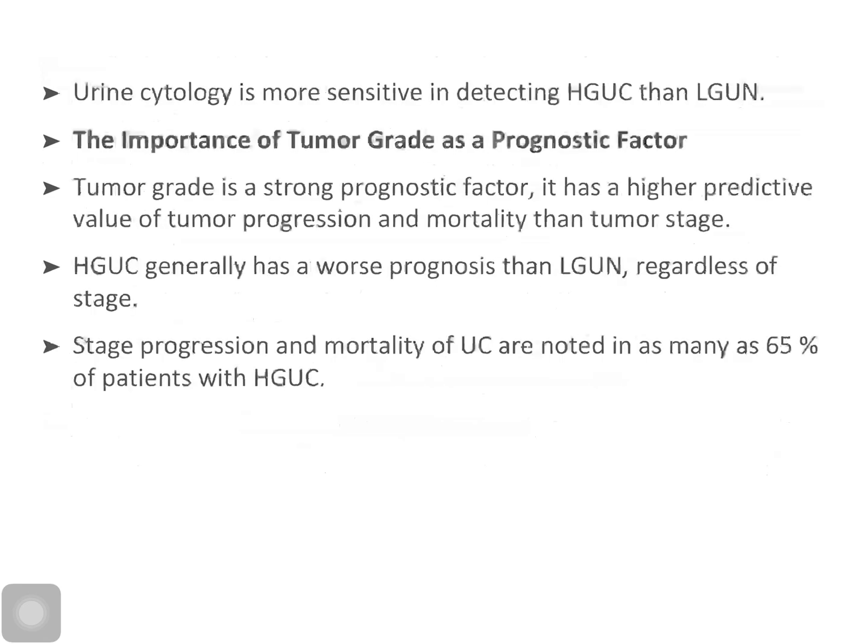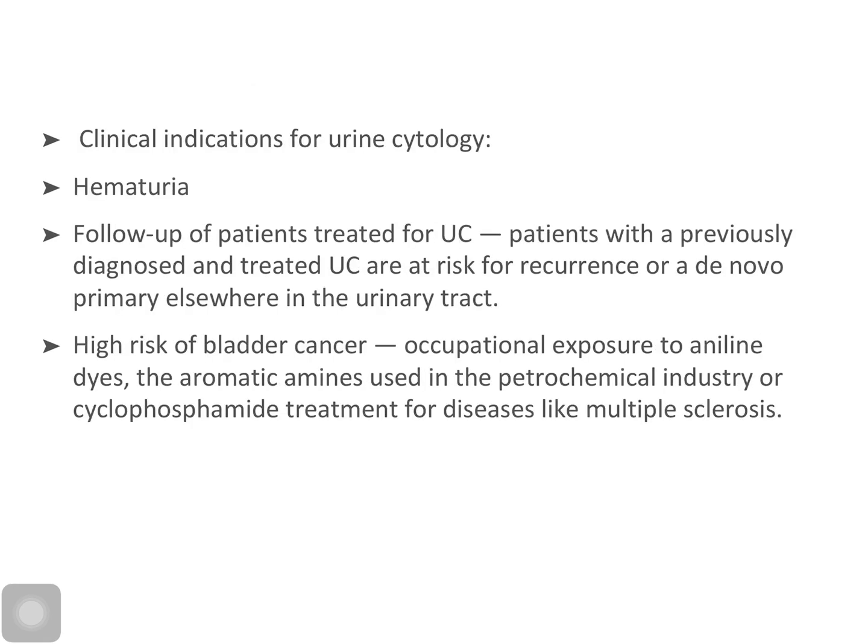Urine cytology is more sensitive in detecting high-grade urothelial carcinoma than low-grade urothelial neoplasm. The importance of tumor grade as a prognostic factor: tumor grade is a strong prognostic factor. It has a higher predictive value of tumor progression and mortality than tumor stage. High-grade urothelial carcinomas generally have a worse prognosis than low-grade urothelial neoplasm regardless of the stage. Stage progression and mortality of urothelial carcinomas are noted in as many as 65% of patients with high-grade urothelial carcinomas.